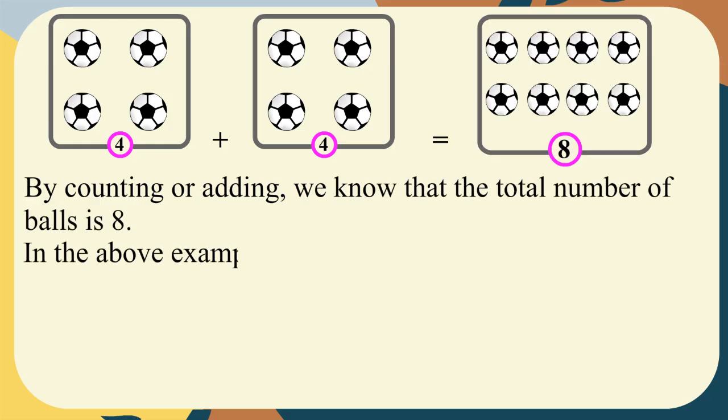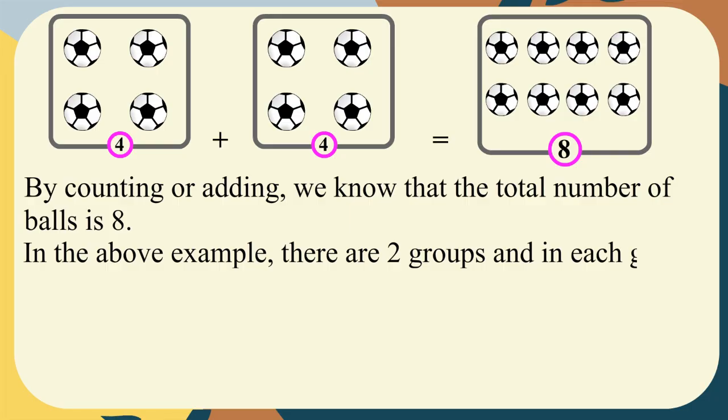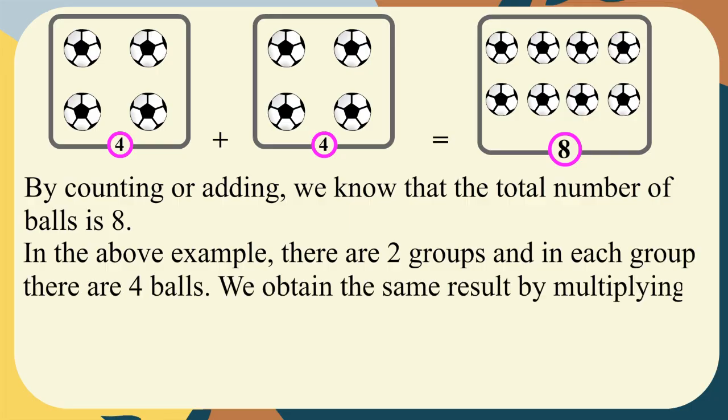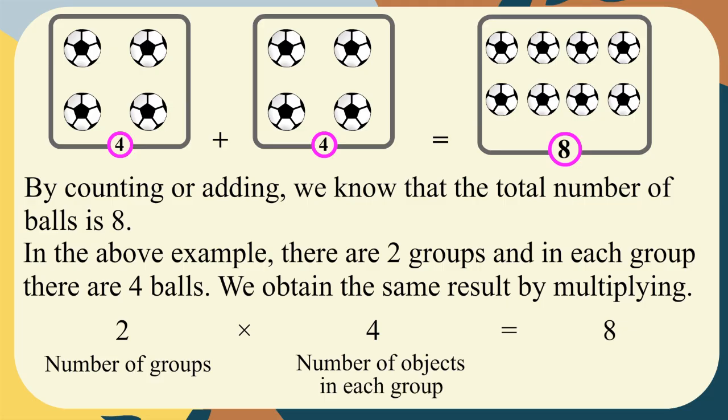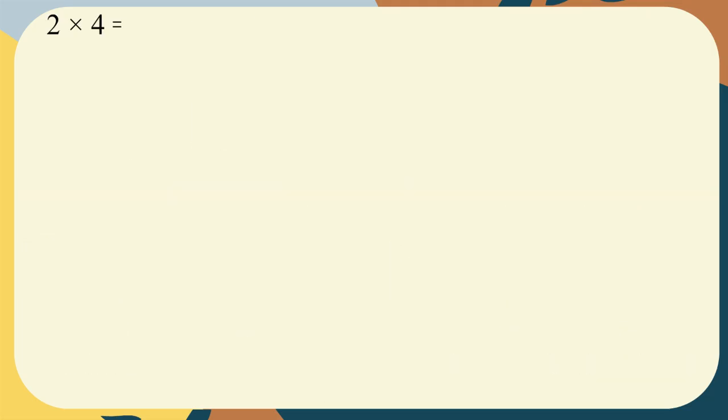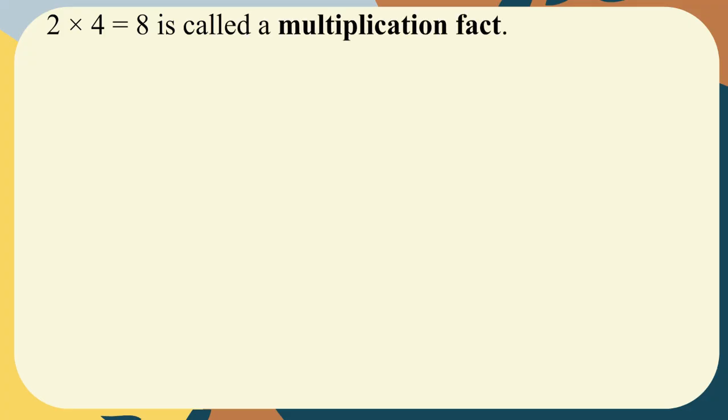In the above example, there are 2 groups and in each group there are 4 balls. We obtain the same result by multiplying 2 multiplied by 4, which is equal to 8. Number of groups multiplied by number of objects in each group is equal to total number of balls. 2 multiplied by 4 is equal to 8 is called a multiplication fact.